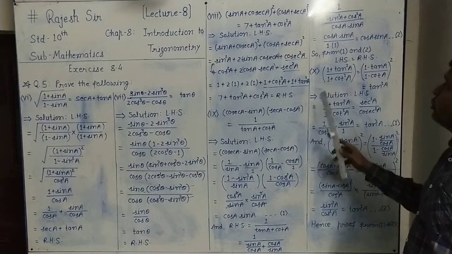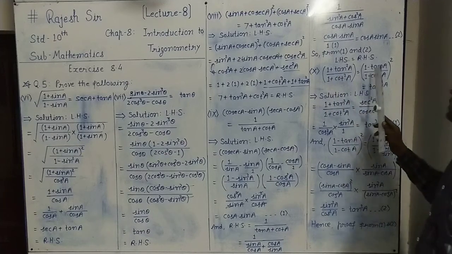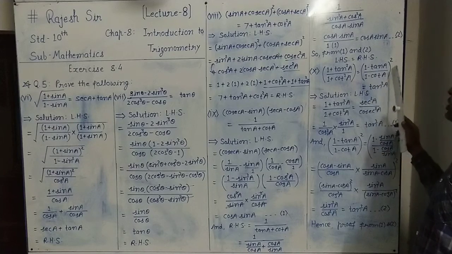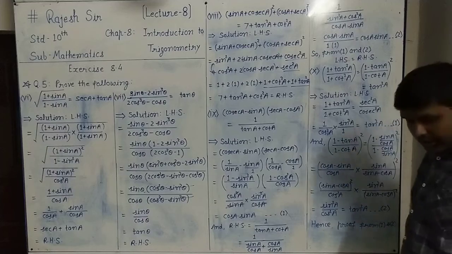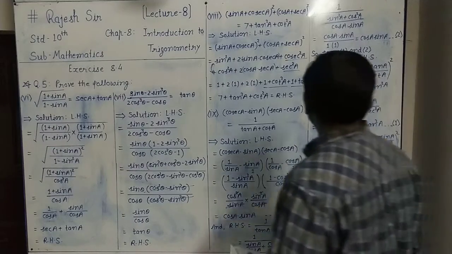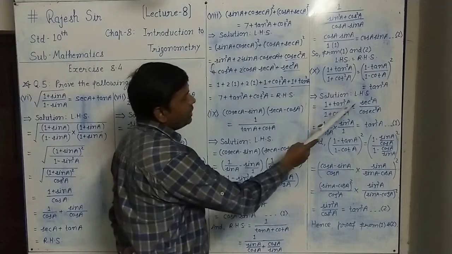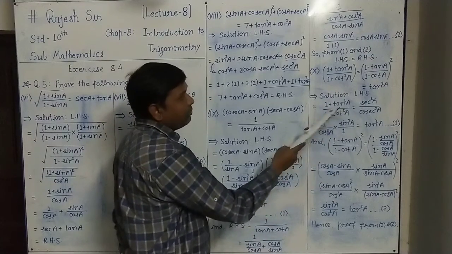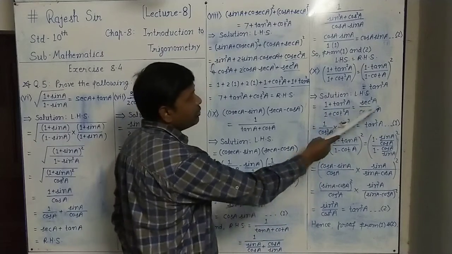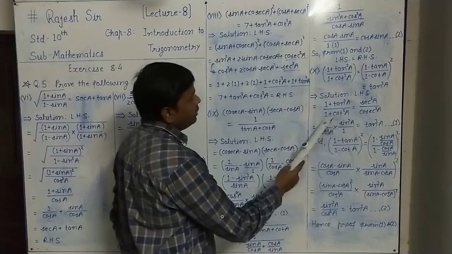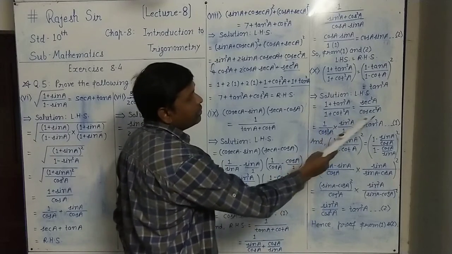Number 10, we want to prove here that 1 plus tan square A upon 1 plus cot square A equals 1 minus tan A upon 1 minus cot A, the whole square, equals tan square A. So it's also very easy to see. In the solution we start with the left side. In the left side we have 1 plus tan square A upon 1 plus cot square A. 1 plus tan square A, the identity we have is 1 plus tan square equal to sec square. And down there 1 plus cot square, the identity we have is cosec square.